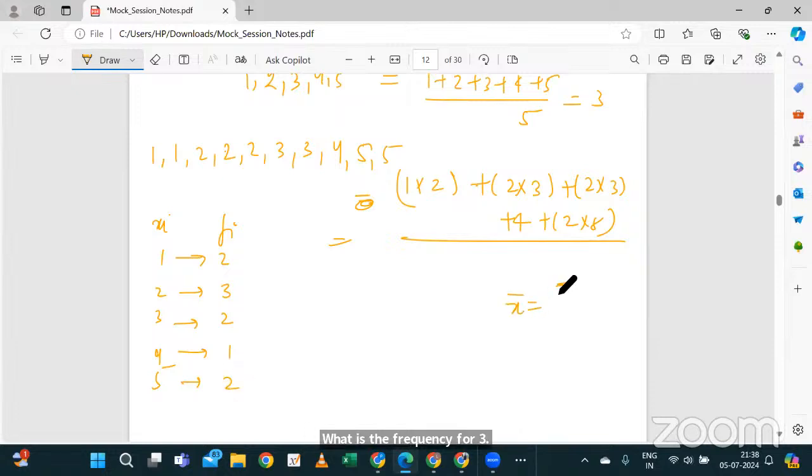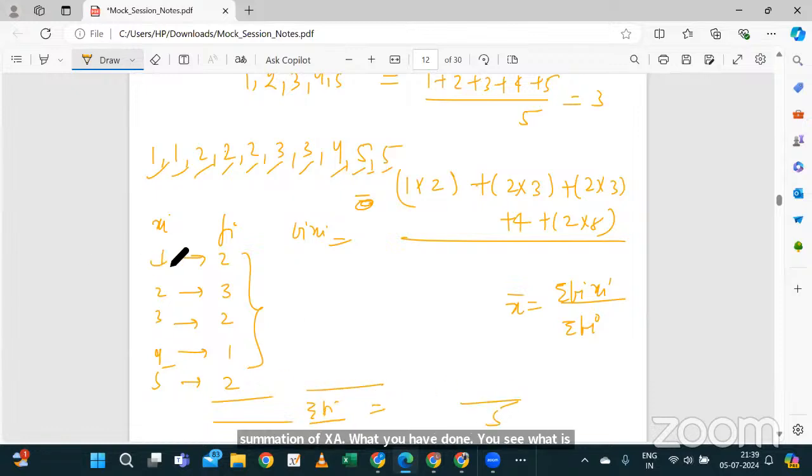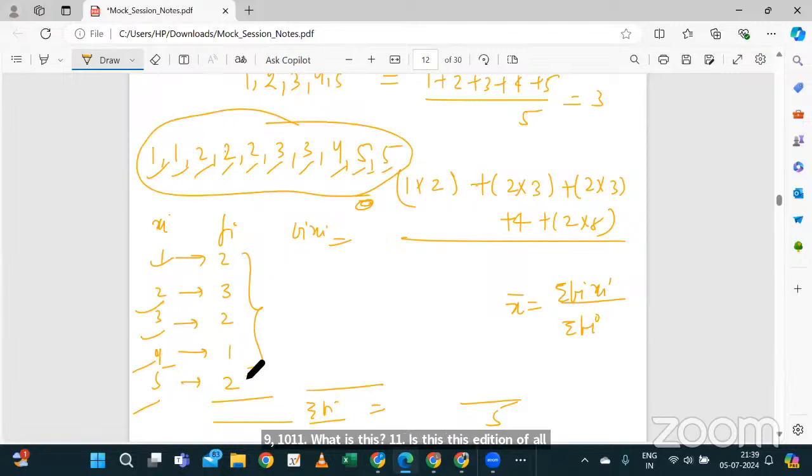You know the formula: x bar is summation of fi xi divided by summation of fi. What have you done? What is the total number of observations? 1, 2, 3, 4, 5, 6, 7, 8, 9, 10, 11. That is the addition of all these frequencies. What you did was take summation of fi xi and divide by 5. That is not the case. You don't have 5 observations; you have these observations, which is summation of fi. Is this clear? You should divide it by summation of fi. Yes, it is clear.